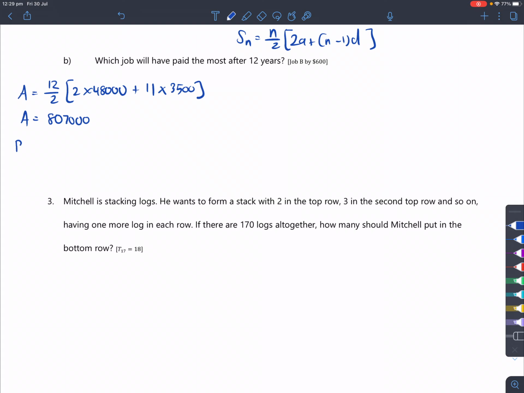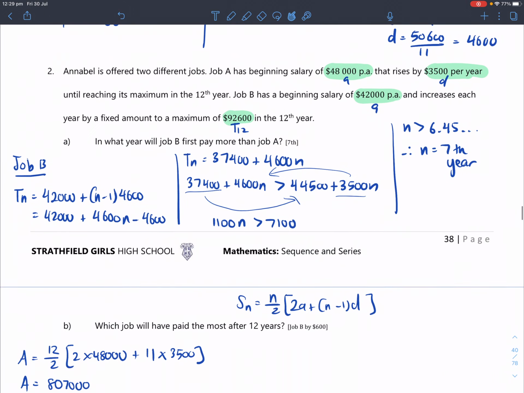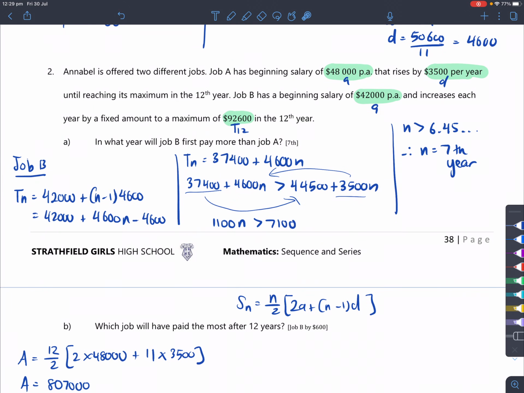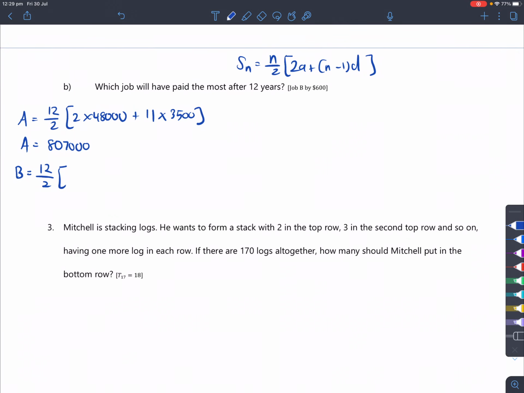And then for B, we do exactly the same thing. So this is for 12 years. Now for B though, do you have to use that formula? Let me just double check. Because it wants the sum of the whole 12 years worth of income, and it actually gives you the 12th year's income, that's the last term in 12 numbers in a series, you just get that amount plus that amount, and then times by 12 over 2.